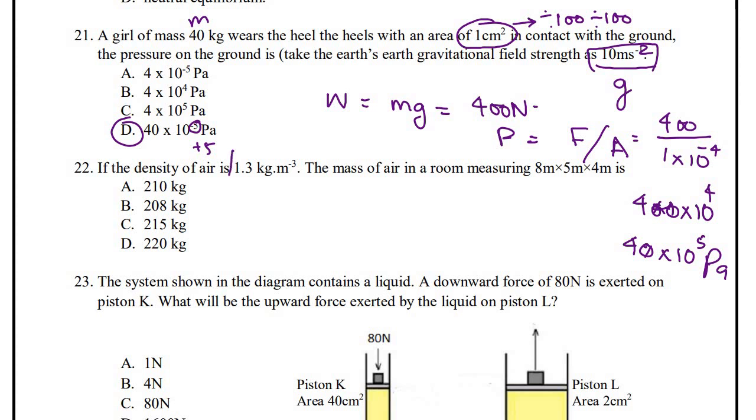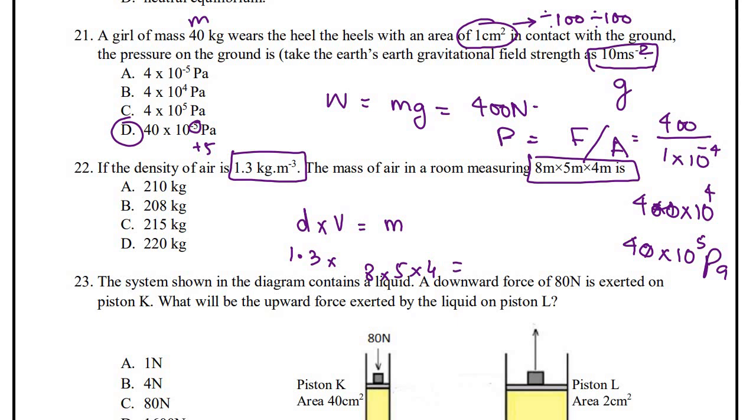If the density of the air is 1.3 kilograms per cubic meter and the volume of the room is this. So density is equal to mass over volume. Sorry, we have to find the mass of the air. So mass will be equal to density multiplied by volume. So density is 1.3 and volume is 8 by 5 by 4. So the correct answer will be 208 kilogram. So option B is the right answer.